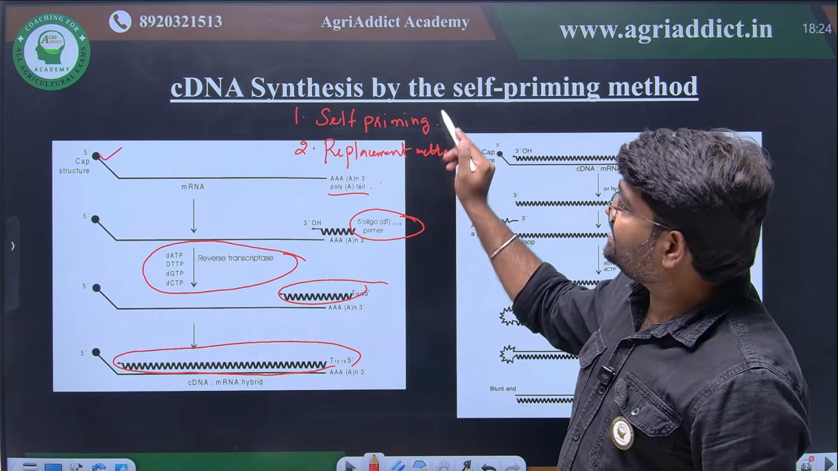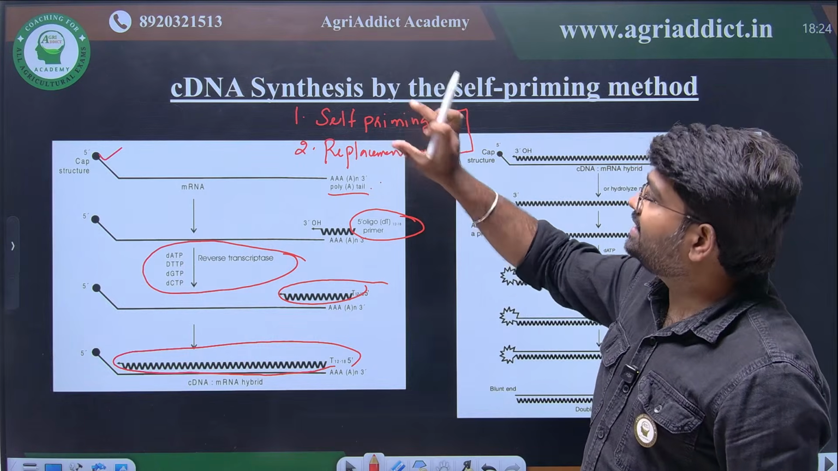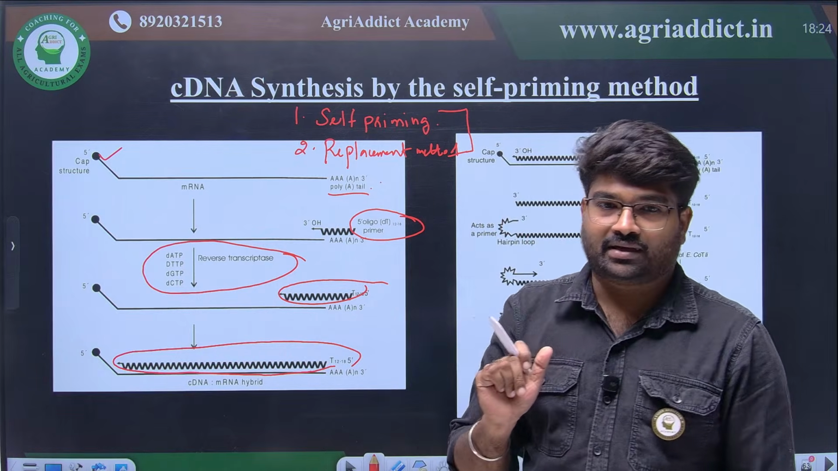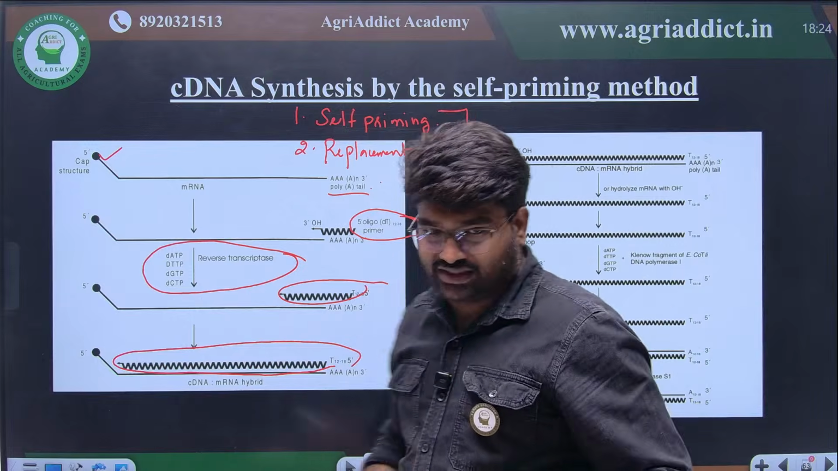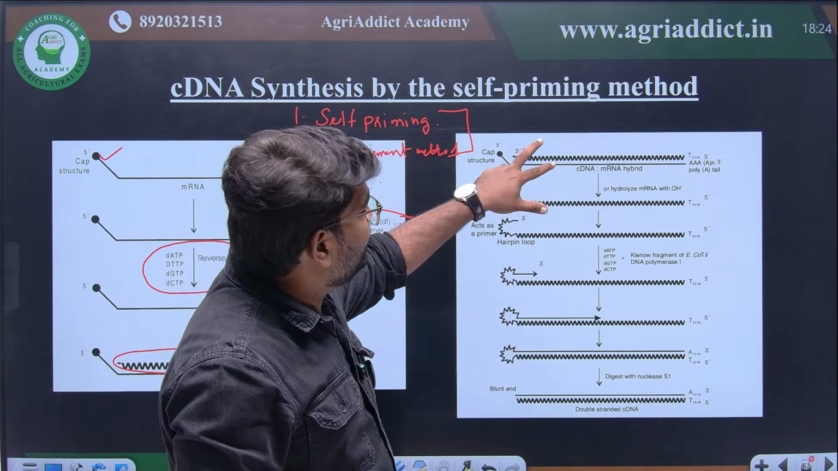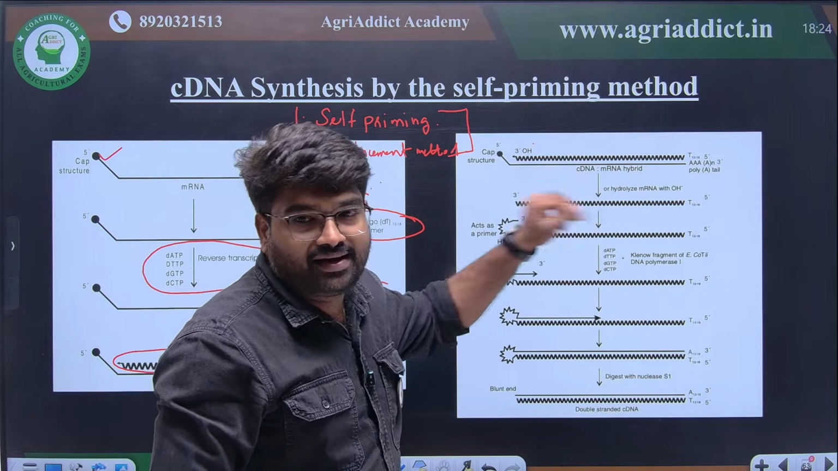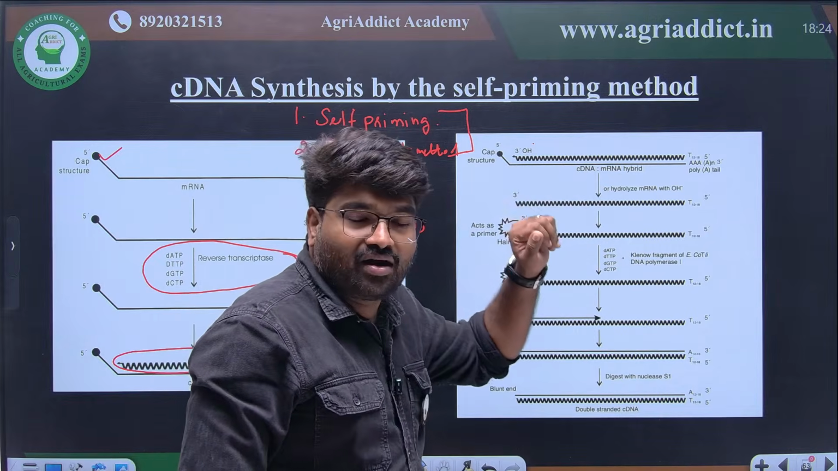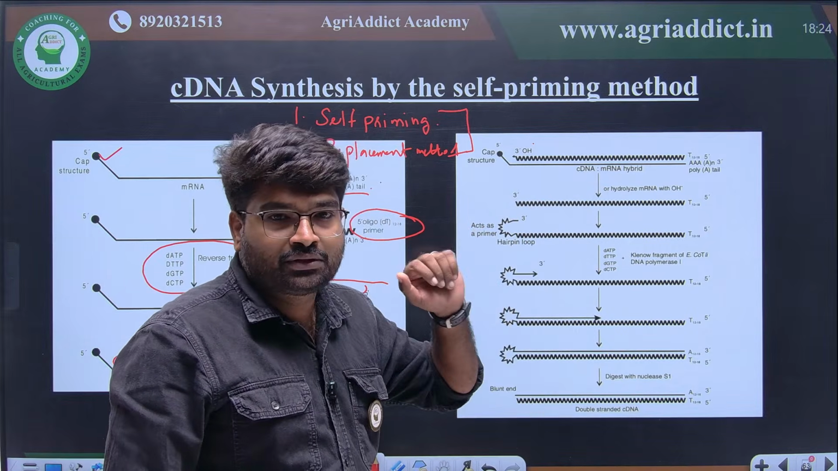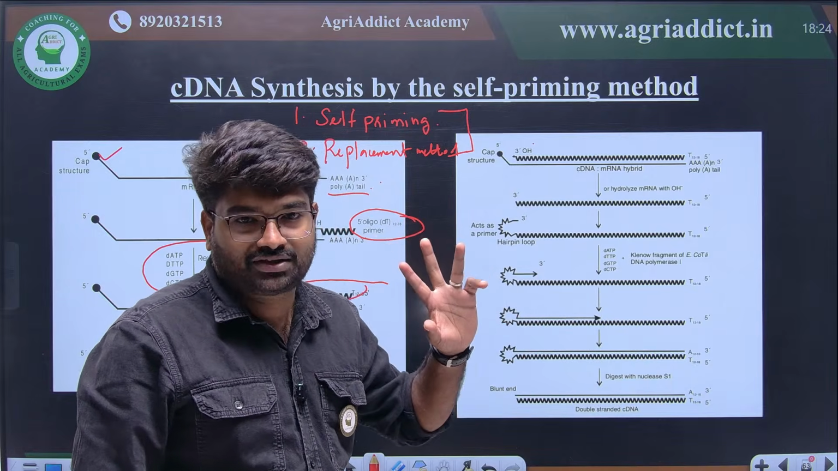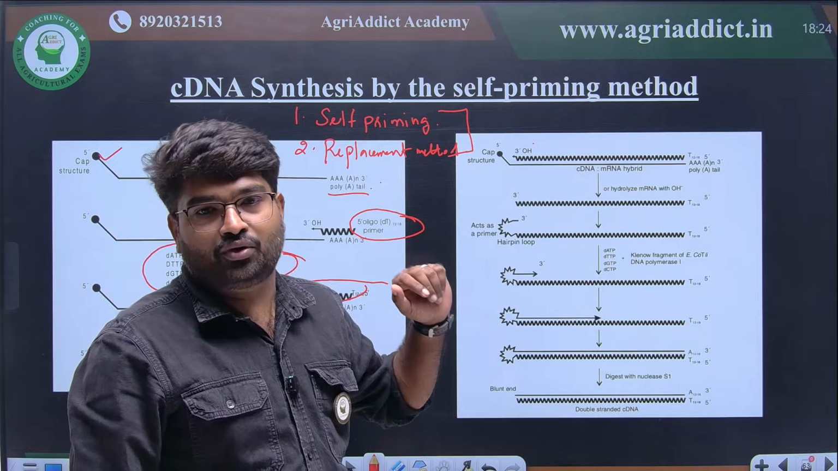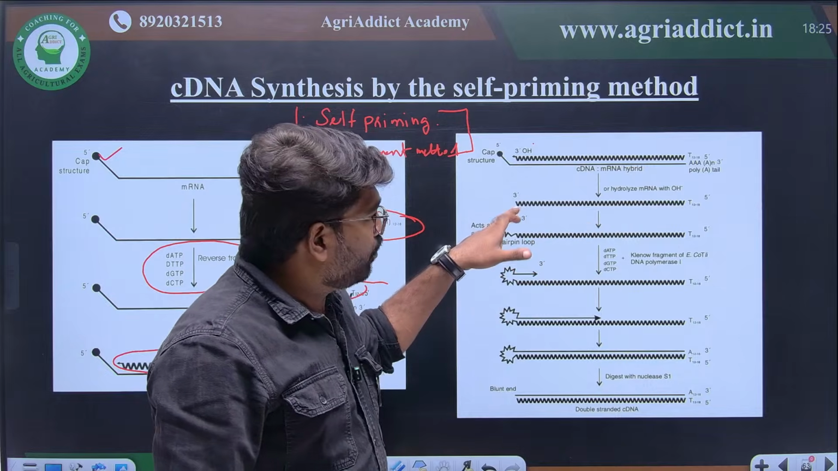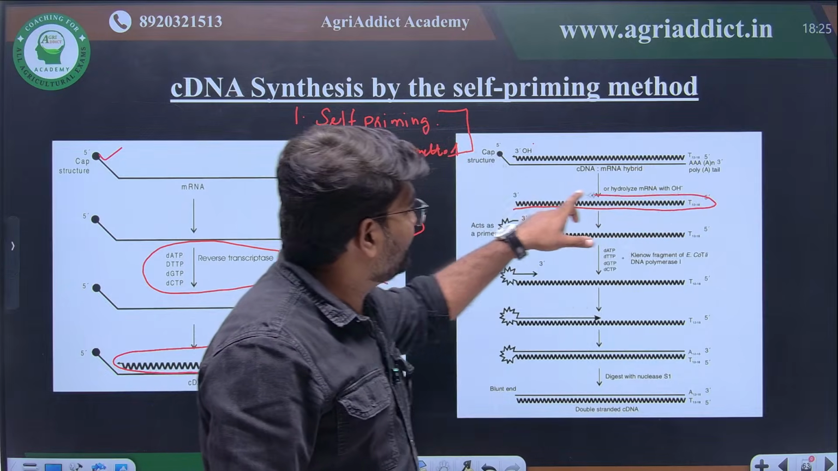The second strand of cDNA will be synthesized by two methods. One is self-priming and the second one is the replacement method. In self-priming, they will treat this DNA-RNA hybrid with alkaline treatment. We know RNA molecules are susceptible to alkaline treatment due to the presence of the 2' hydroxyl group. This they have asked one time, a 2024 JRF question. So the RNA segment will be degraded, and only the first strand will exist.